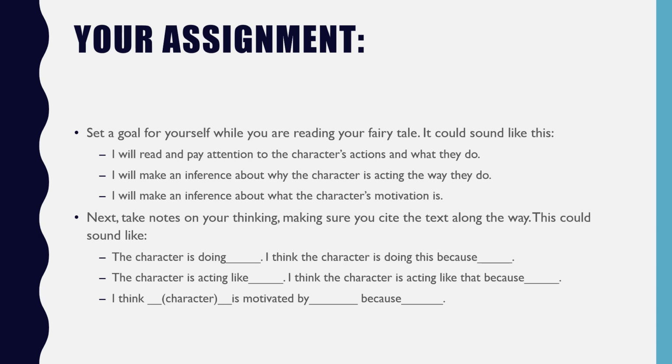So here are what you could be writing about in your reading journal today. The character is doing this, and I think the character is doing this because. The character is acting like this, and I think the character is acting like this because. I think that the character is motivated by this because. So those are some sentence frames that you could use as you are working in your reading journal this week.